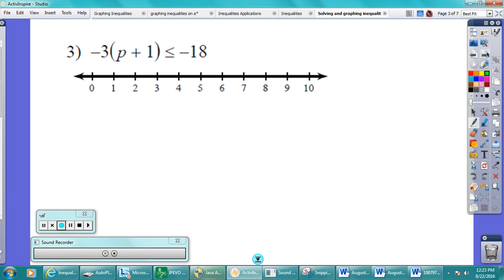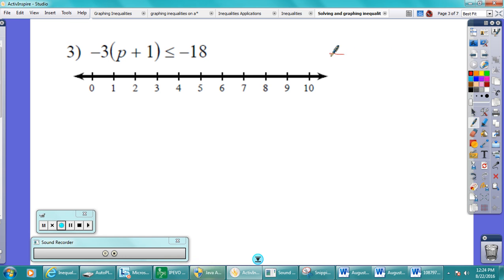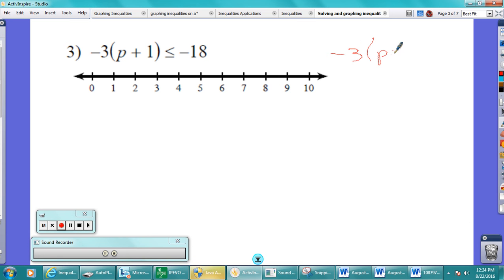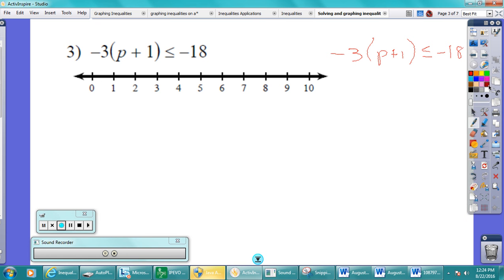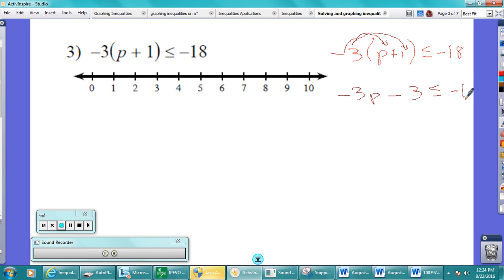All right, let's go to our next example. Now, same thing, guys. Don't be afraid. This is just the same. It just has an inequality sign. Here we're going to use distribution. So I'm going to rewrite it so you can see it. Less than or equal to negative 18. My first step, I'm going to distribute. What's negative 3 times p? Negative 3p. Negative 3 times a positive 1. A negative times a positive is a negative. 3 times 1 is 3. I'm going to copy my symbol and copy the right side of the equation.